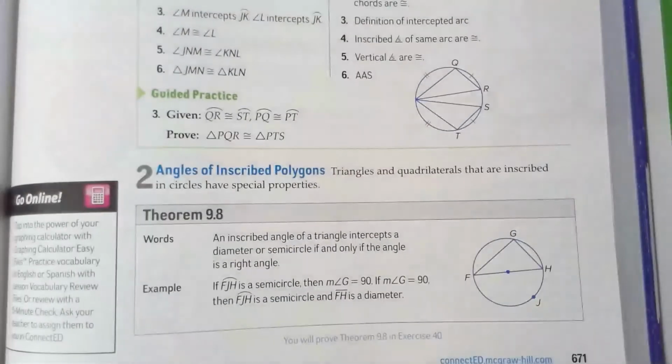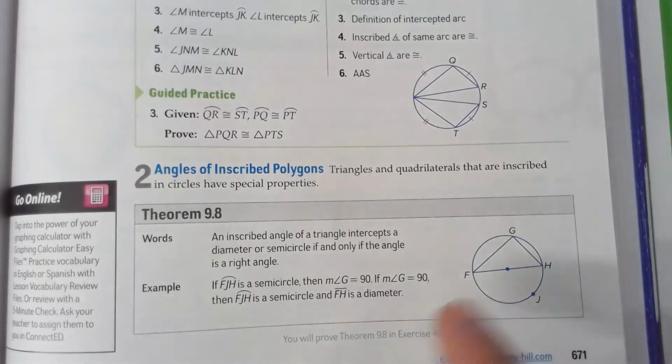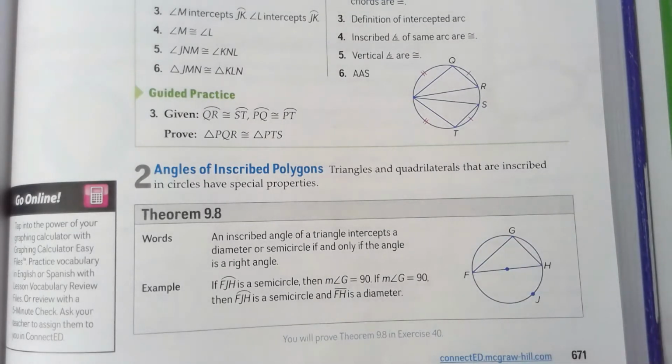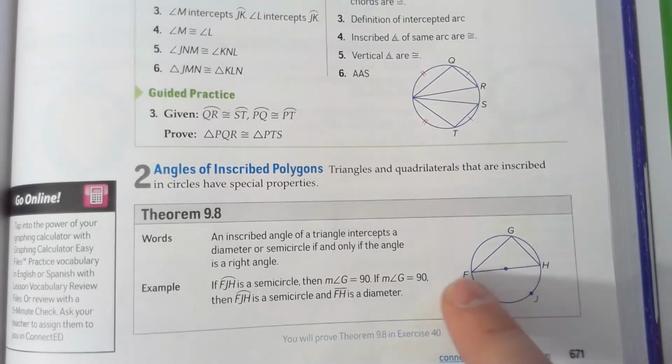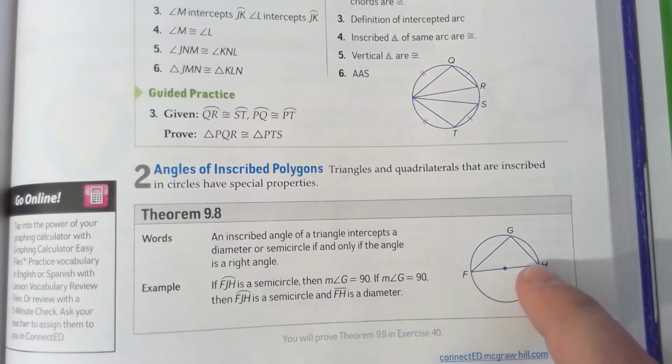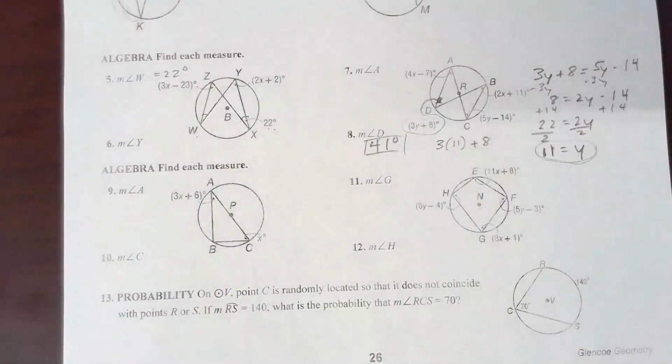This is referencing theorem 9.8, where we have an inscribed angle of a triangle intercepts a diameter or semicircle if and only if the angle is a right angle. So this is still really similar to the first theorem that we did in this video. This angle G is still an inscribed angle, but it's a little bit different because it's intercepting at points that are part of the diameter. So because this intercepts at the diameter, cutting the circle in half, that angle G is going to be a right angle. It's half of 180. So that's going to help us out with these questions.